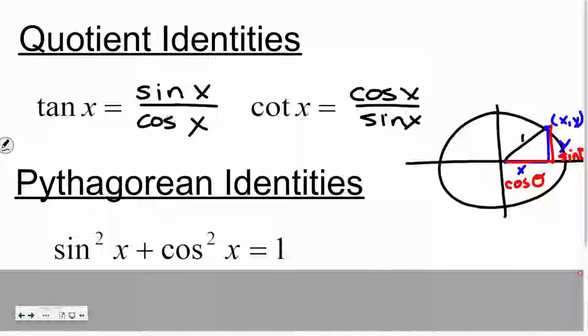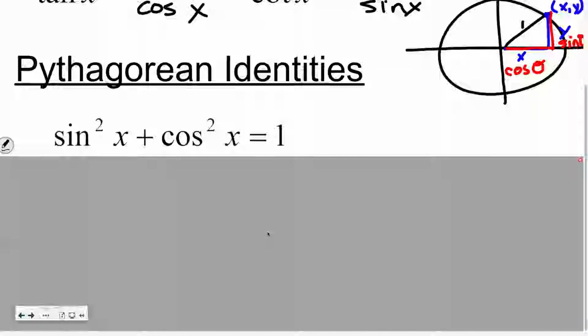Now, it doesn't matter which way you write it, sine squared plus cosine squared or vice versa. They're going to be the same thing because addition is commutative. Okay, so don't worry too much about that.